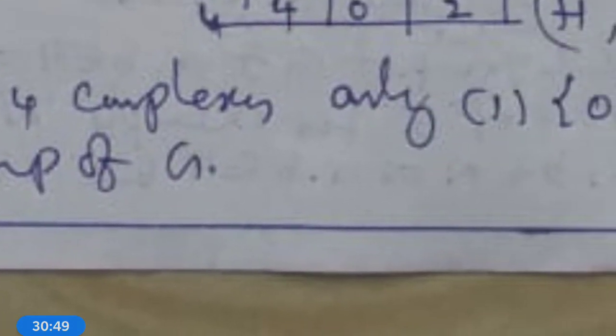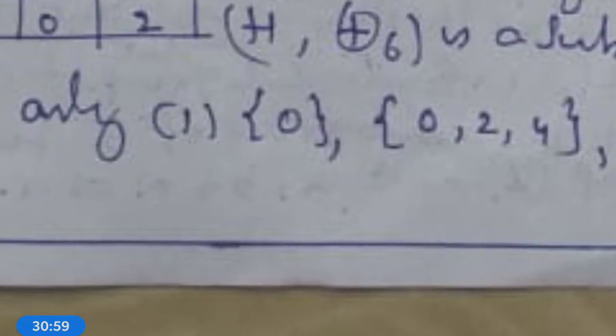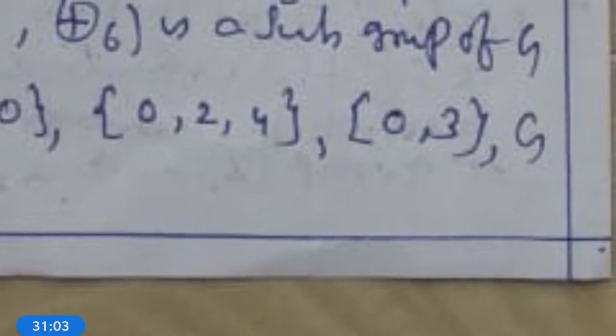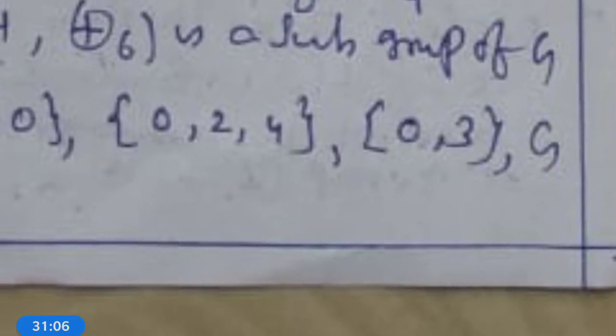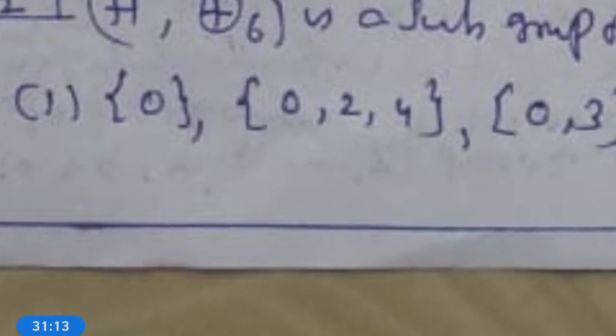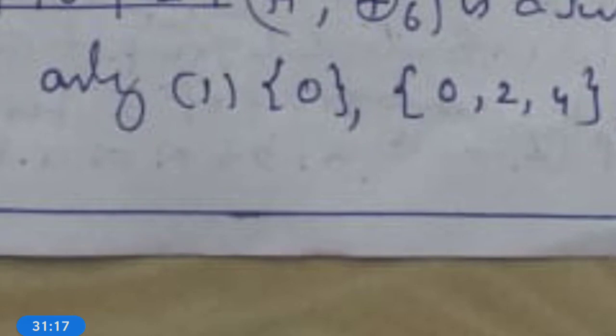Therefore, among 64 complexes, only the singleton set {0}, the pair set {0, 3}, the triplet set {0, 2, 4} and G are the only subgroups of G. Therefore, how many subgroups? 1, 2, 3, 4. Four subgroups of G.